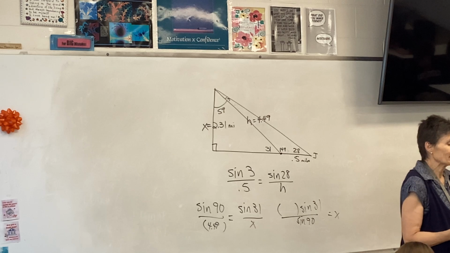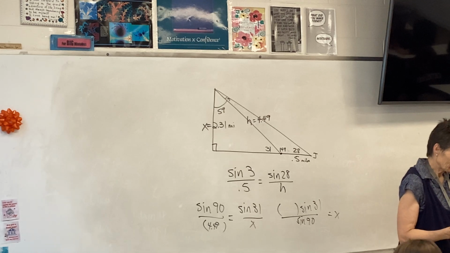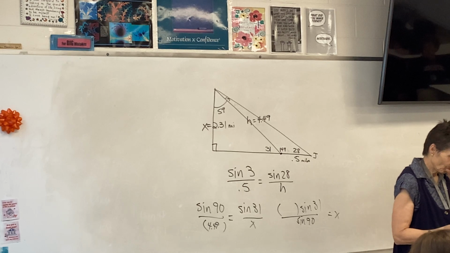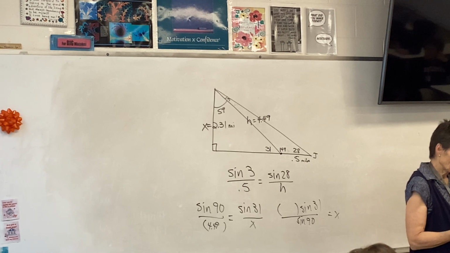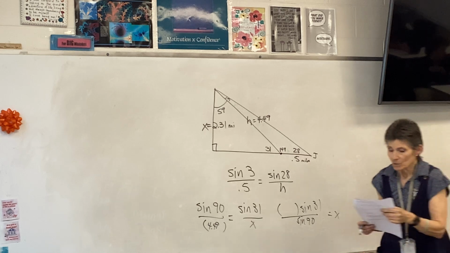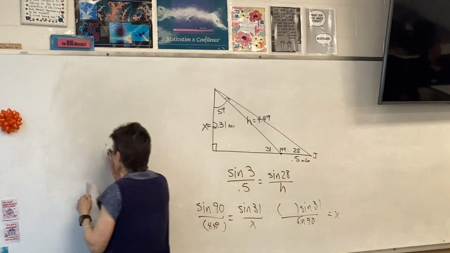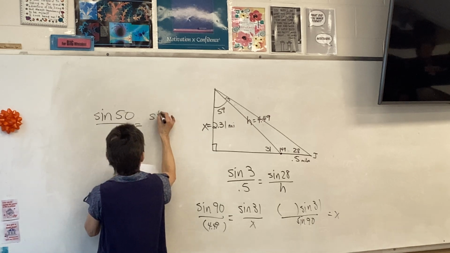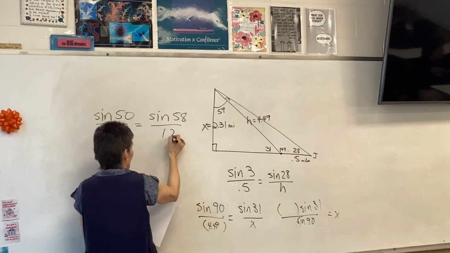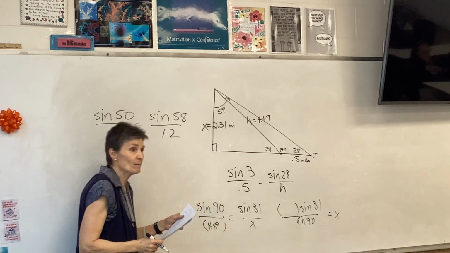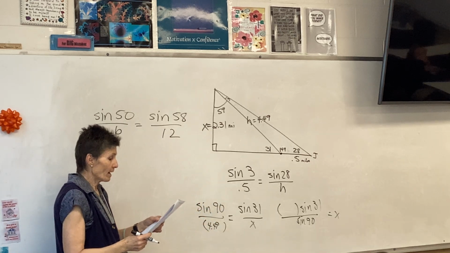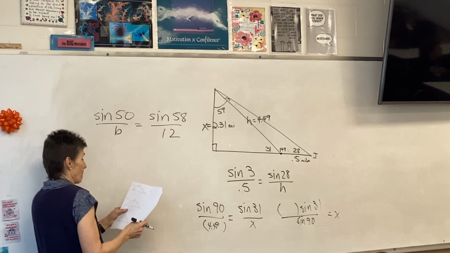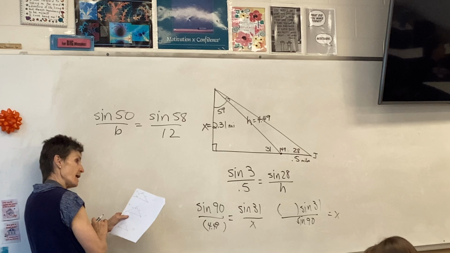Tell me what you know about that picture. It's one triangle. How big is angle B? 50. So won't we say sine 50 over B equals sine 58 over 12? Yes, that's how we find side B. All right, look at the one underneath, number 4. Angle, side, angle. So the law of sines or cosines?